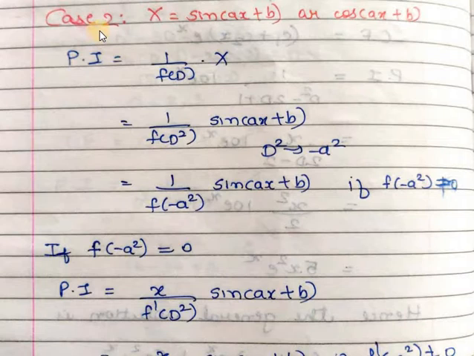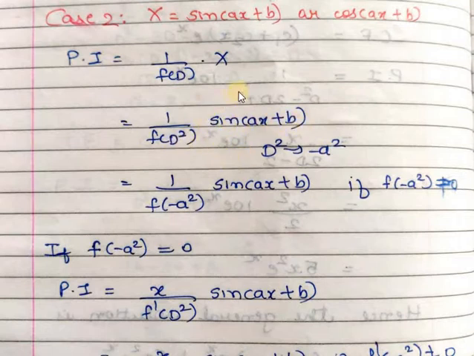Today we will discuss case 2 of particular integral. That is, if capital X is equal to sin(ax + b) or cos(ax + b), that means the right hand side of the equation is sin or cos. So here PI is equal to 1 divided by f(D) into capital X. So this will be 1 divided by f(D²) into sin(ax + b).